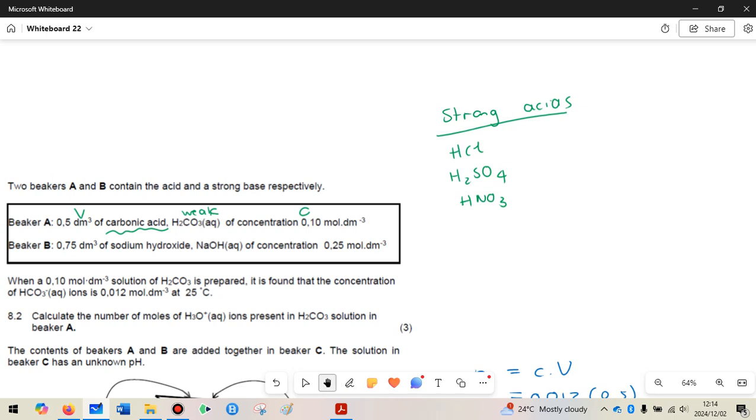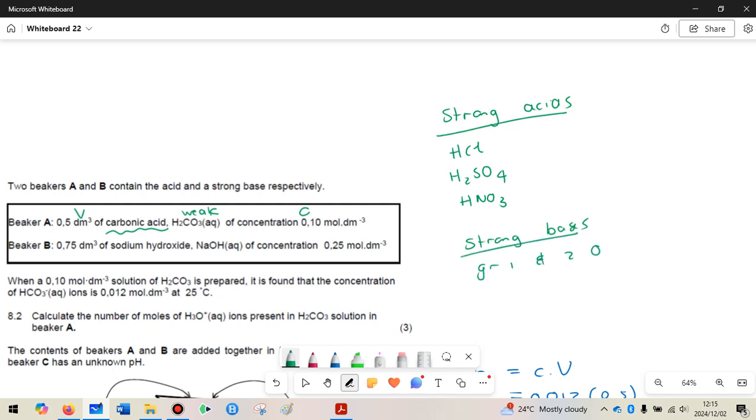All the others, like carbonic acid, acetic acid and oxalic acid, are all weak acids. Then when it comes to bases, our strong bases are your group 1 and 2 hydroxides. Those are your strong bases. And the other bases, like ammonia, for example, are weak bases because they're not group 1 and 2 hydroxides. Why is that important?